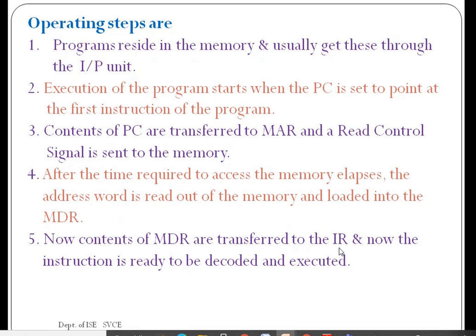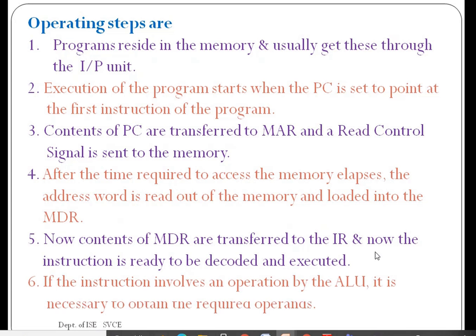Once the instruction is transferred to the IR, it is going to be decoded. When it is decoded, the processor comes to know what operation is to be performed: whether it requires any ALU operation, or it is just a data transfer instruction. Accordingly, it performs the operation.